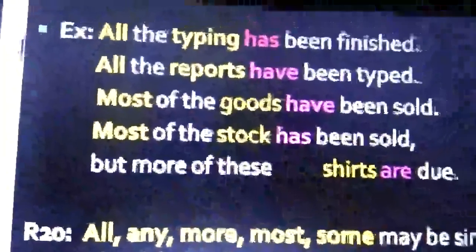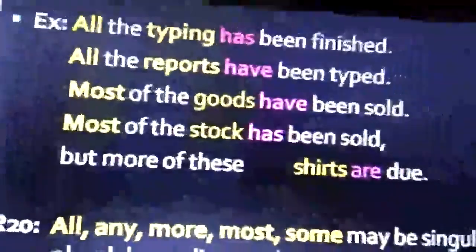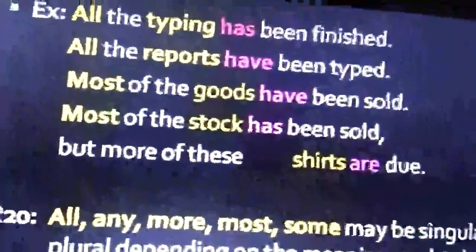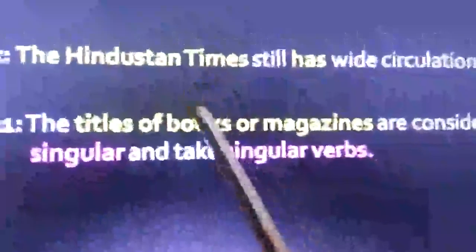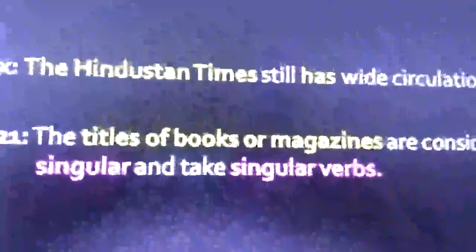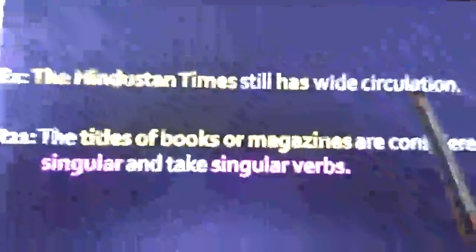So in that sense, according to the meaning of the sentence, we have to provide the verbs. See in this sentence, the Hindustan Times still has wide circulation. The Hindustan Times is the title of a newspaper. When you just refer to the titles of books or titles of magazines or titles of newspapers in a sentence, then it always has to carry a singular verb. The Hindustan Times still has wide circulation.